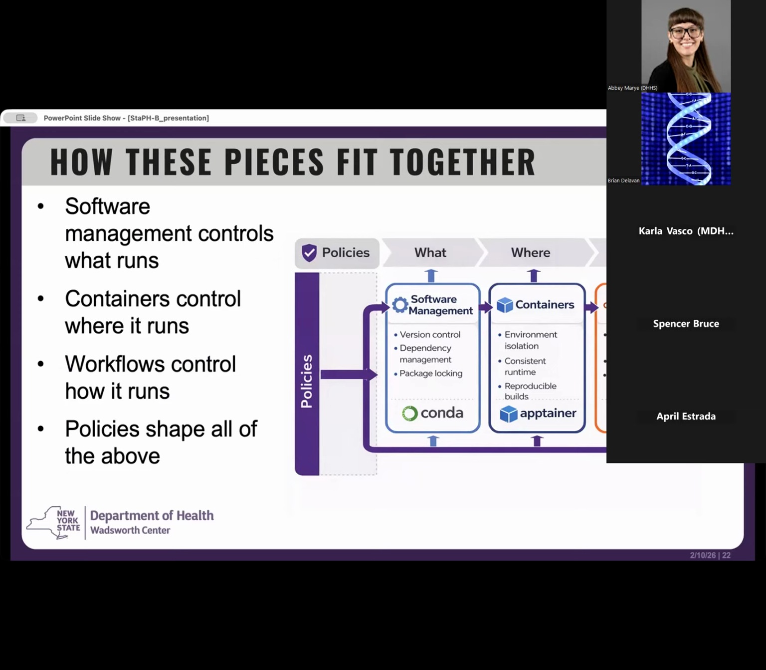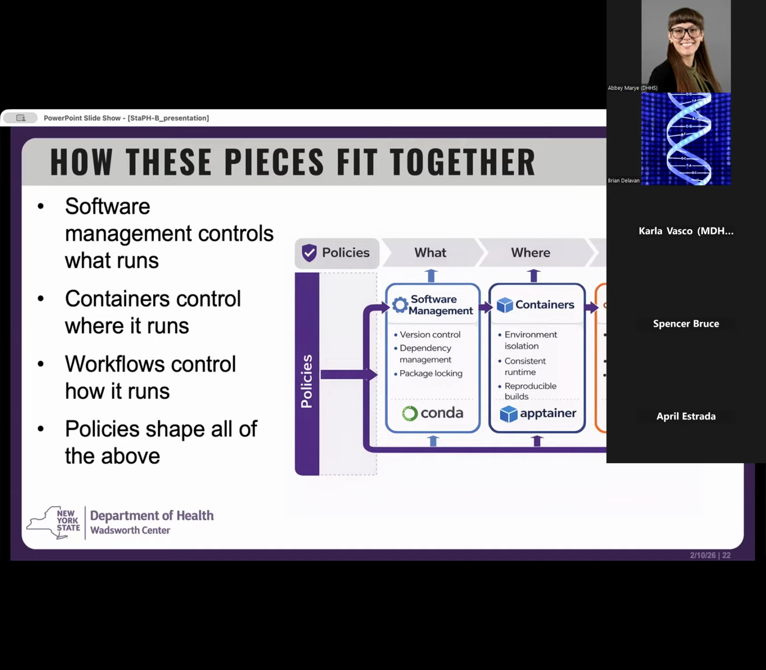And the workflow engine operates at the highest level, controls how everything runs: the order of steps, parallelization, retries, and scaling. And surrounding all of this are our institutional policies, the main thing that probably drives the way we do things. Security requirements, IT controls, and compliance rules shape what's possible at every layer here.